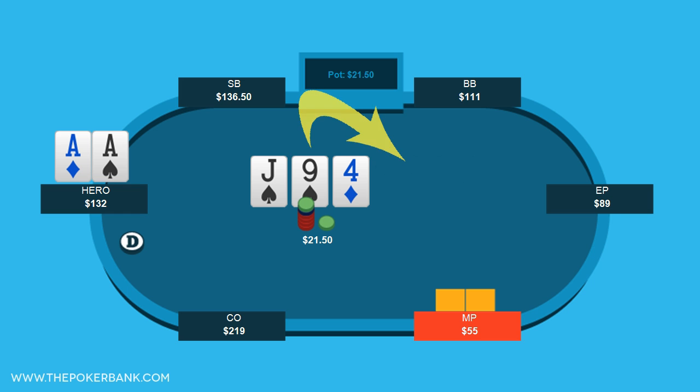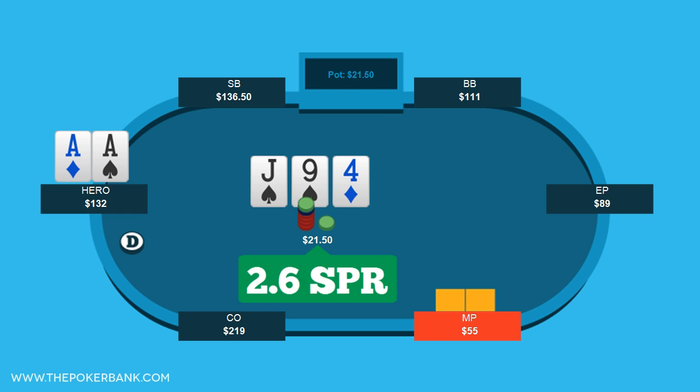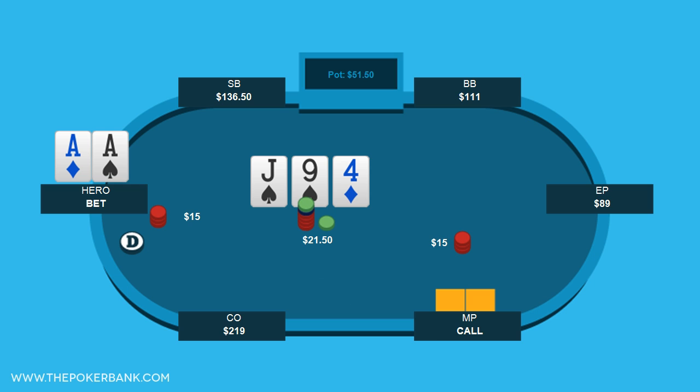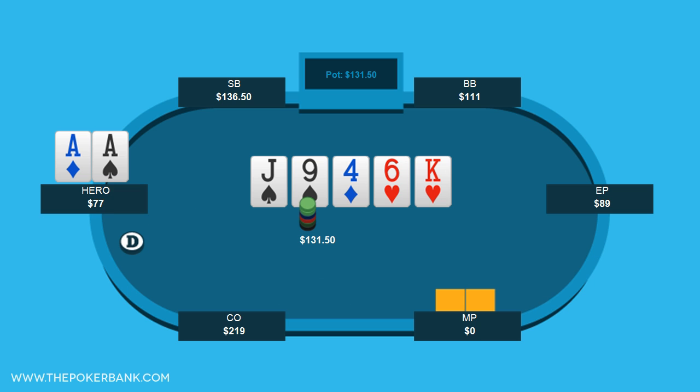So if we got to the flop with 2.6 SPR with aces on this Jack 9-4 flop, we know we're committed to the pot given we have an overpair and a small enough SPR. If we bet the flop for 15 and he calls, we keep that same commitment mindset going into the turn, meaning we'll usually bet if he checks, and if he shoves himself, well, we're going to call and feel very comfortable about that.